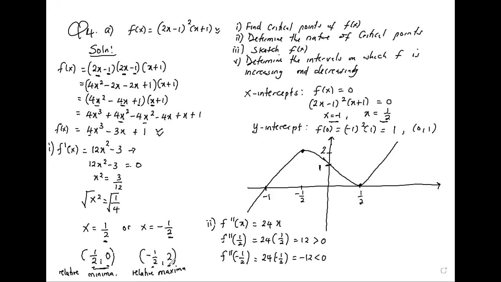So, sir, the critical points are the turning points? Yes. So when finding the turning point, can you use that formula x is equal to negative b over 2a, if it's a quadratic? All right.